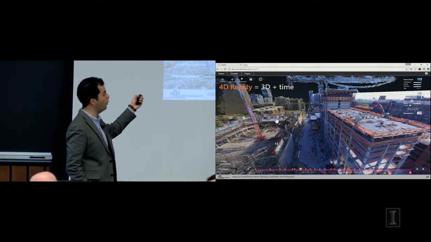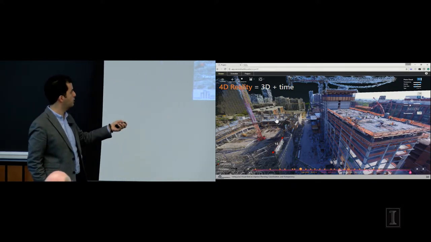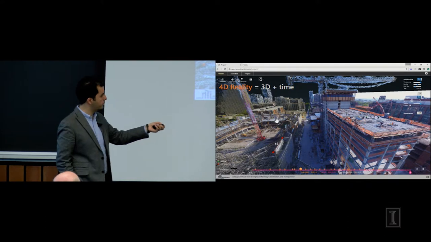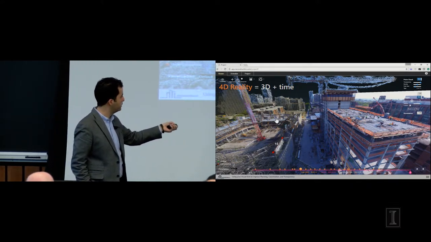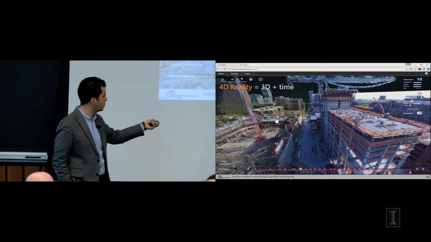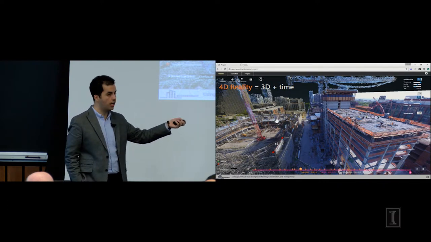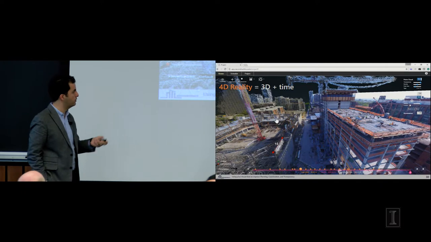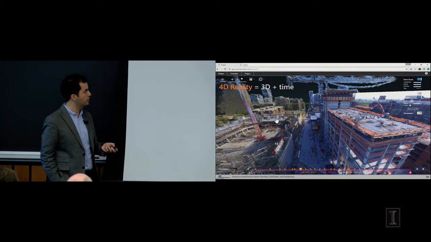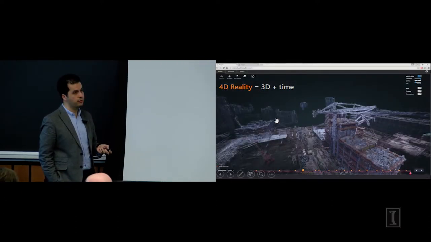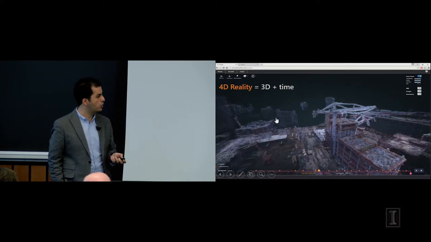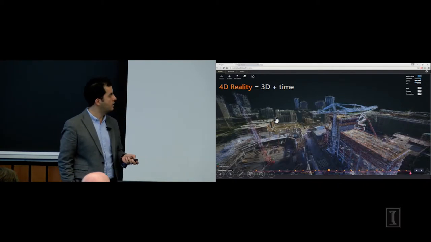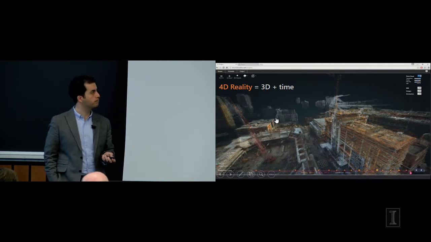We call this 4D reality, 3D plus time. At the bottom of the screen, you see a timeliner with a number of ticks. Every tick represents one day in our project. You can see these orange dots; each of them represents one of the reality models we've generated on this job site. Let me advance that for you so you can see from these simple images how we can automatically generate these reality models and keep doing them over time.